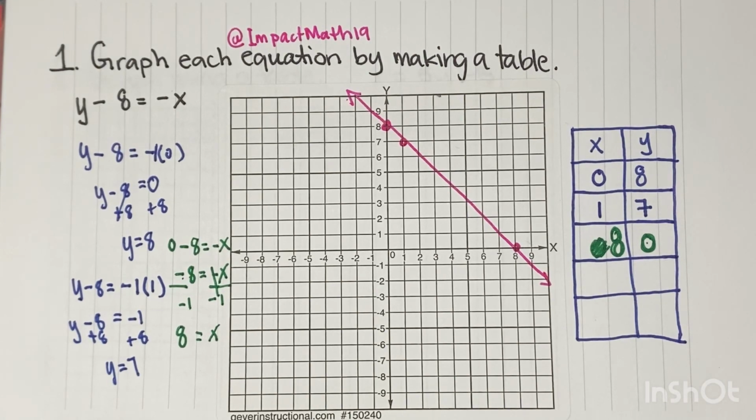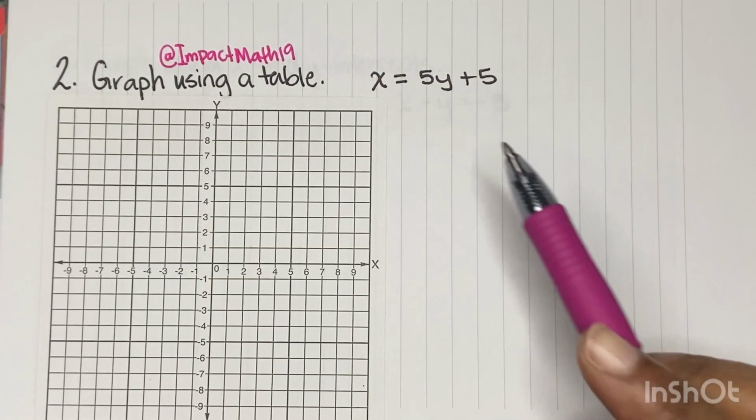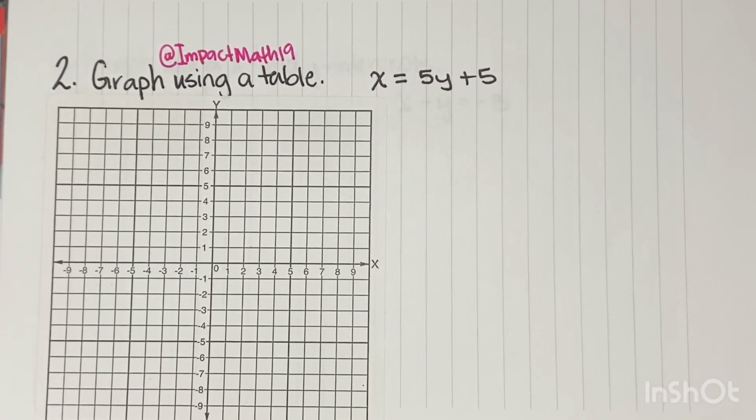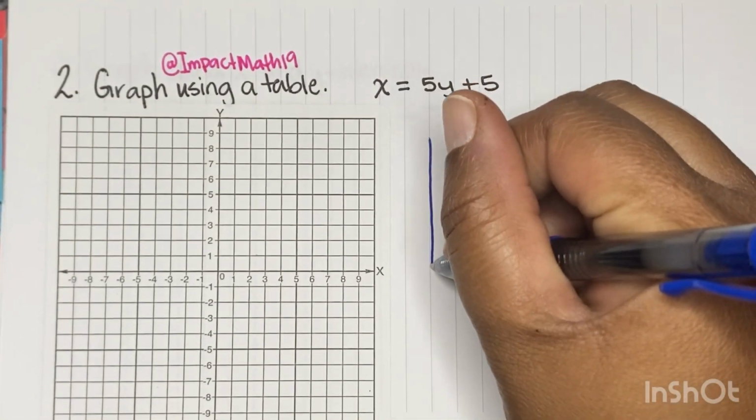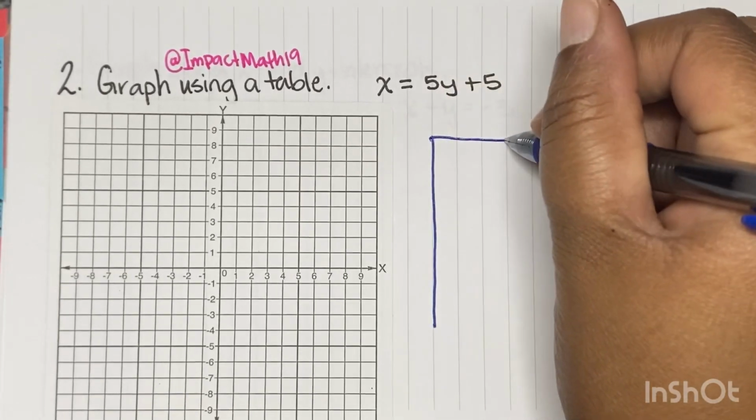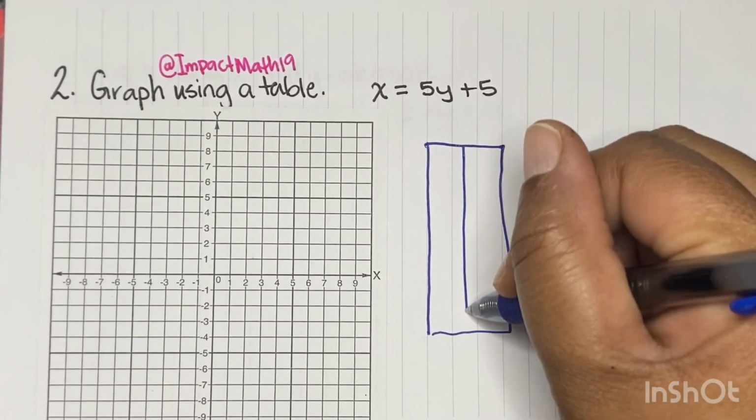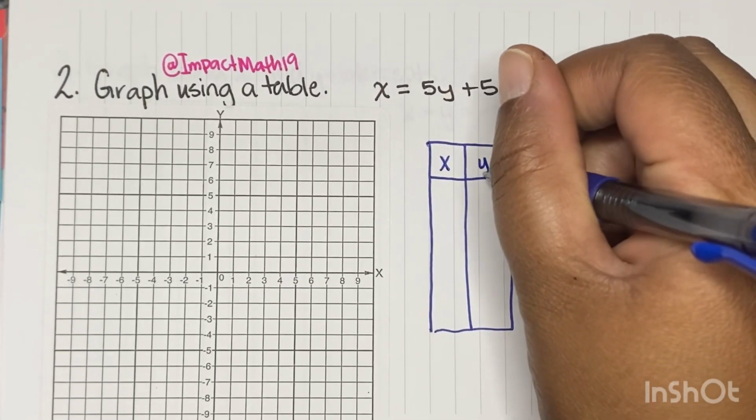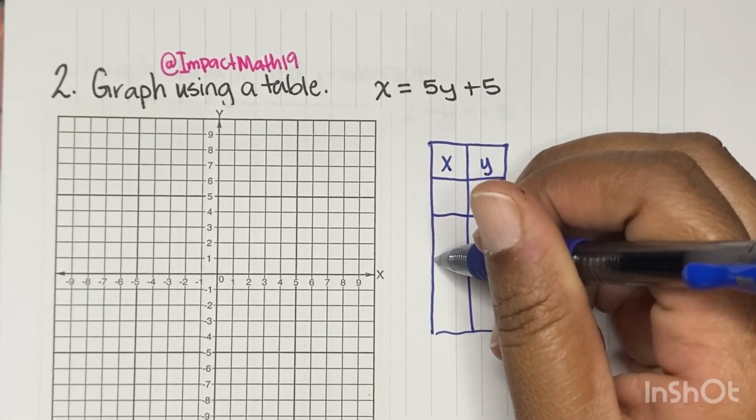All right, let's go to the next. All right, graph using a table. So they gave us x equals 5y plus 5. So we're gonna make our table here. Remember, you only need 2 points to graph a line, okay? You only need 2 points. So this is the x, this is the y. So let's plug in for y, okay?